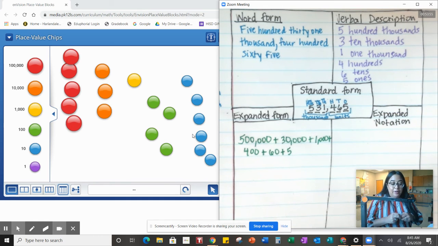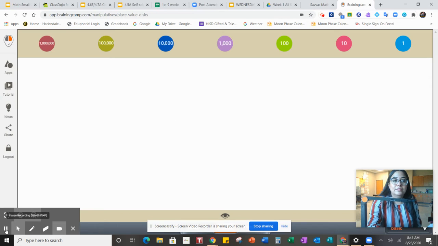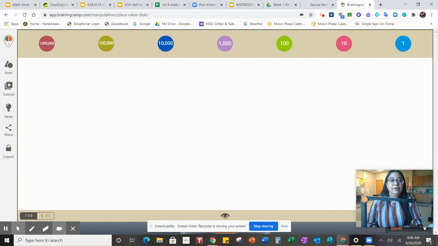And here your place value tokens will help. So I like Braining Camp for this one. I think it's super helpful, just like the other ones were. But these have the values on the tokens. So in expanded notation, we take each digit just the way that we did in expanded form.